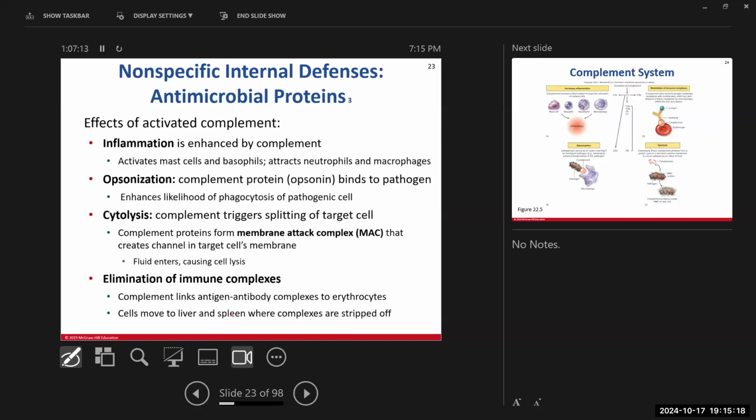The four things that can happen, and I'm going to do one of those things, then I'm going to show you a picture, and then I'll come back and do the next one. First one is inflammation. Easy. We're all familiar with it. So inflammation is only going to be enhanced by the complement. That means it's going to trigger our mast cells and basophils to release heparin and histamine to make the cells leaky. And at the same time, it's going to send up its signal flare, and it's going to tell the most numerous type of white blood cell, the neutrophils, and their henchmen, the macrophages, to come to this site.